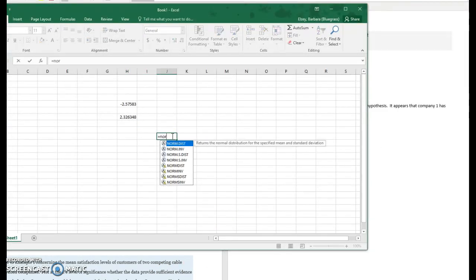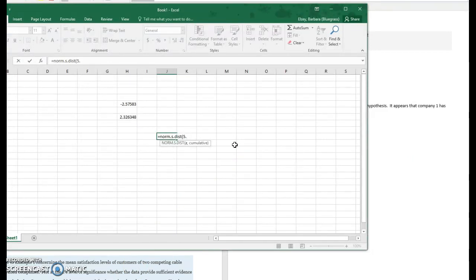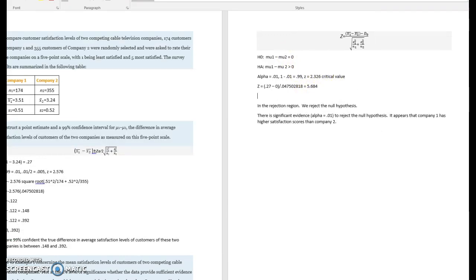We'll have equal norm.s.dist 5.684, the word true. And it is almost 1, so it's saying that it's 1. Now remember though, I said we had to subtract our probability from 1, so our p-value, as far as Excel can actually figure out, is so small that it rounds to 0. Now it's not really 0, but for the sake of our statement, it's so small it might as well be 0. P-value equal to 4 decimal places.